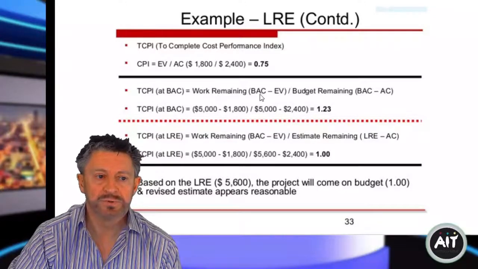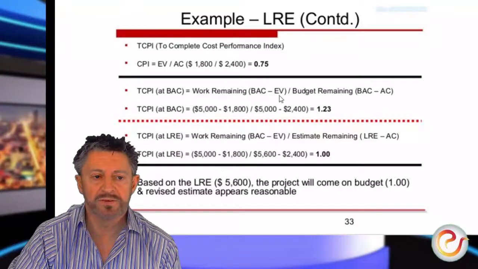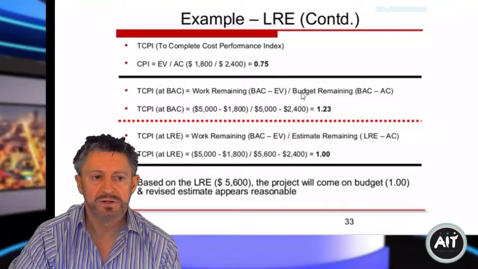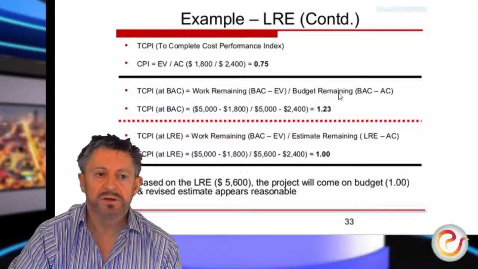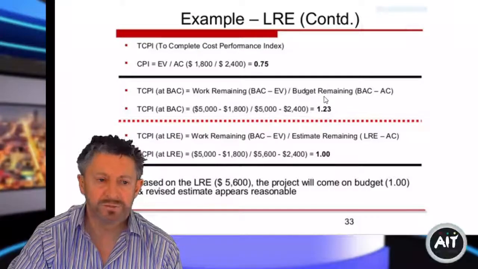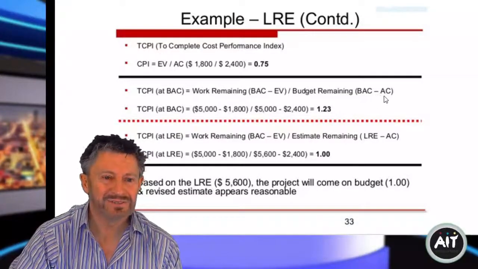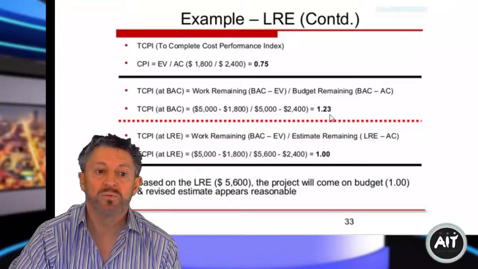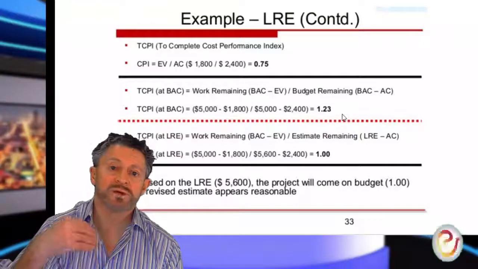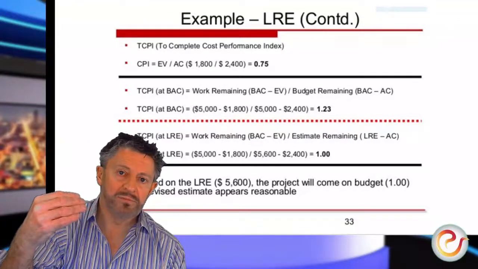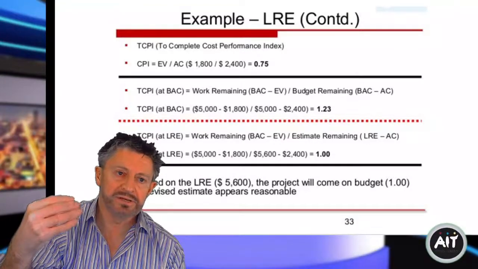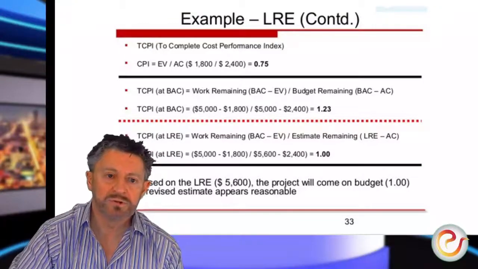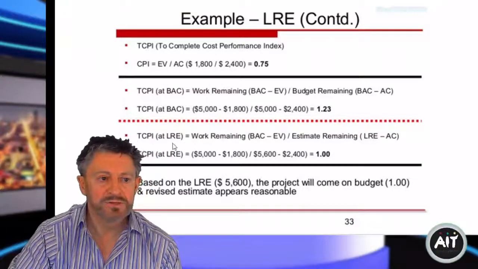So for work remaining, it's the budget cost minus the earned value, divided by the budget remaining cost. Okay, budget at completion minus the actual cost, and put those numbers in here, and we have 1.23, which means that we have a cost performance index which is above 1, greater than 1, which means that we have spent more than we should have actually spent.